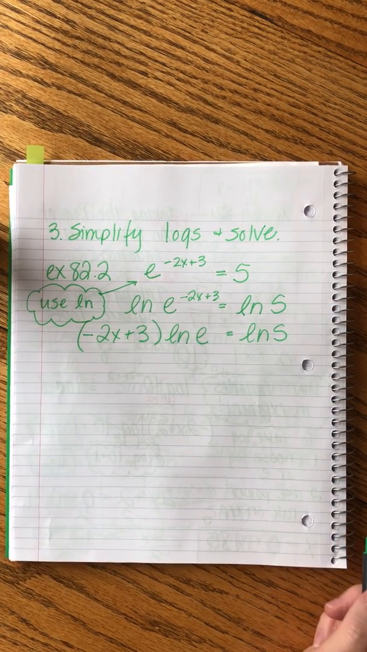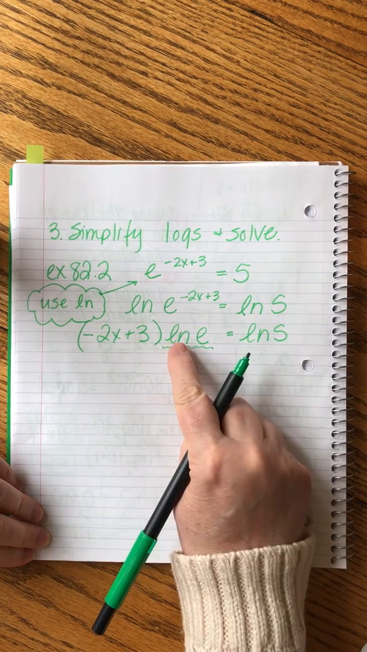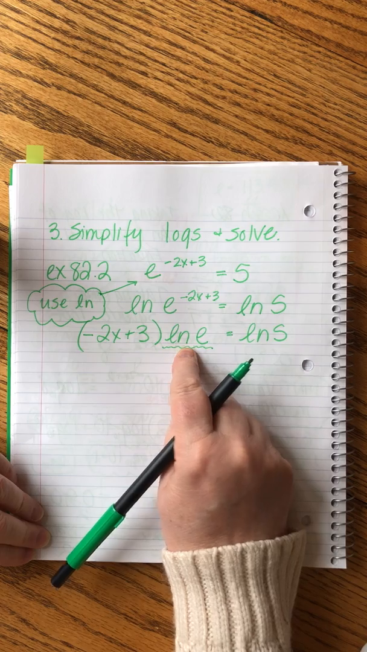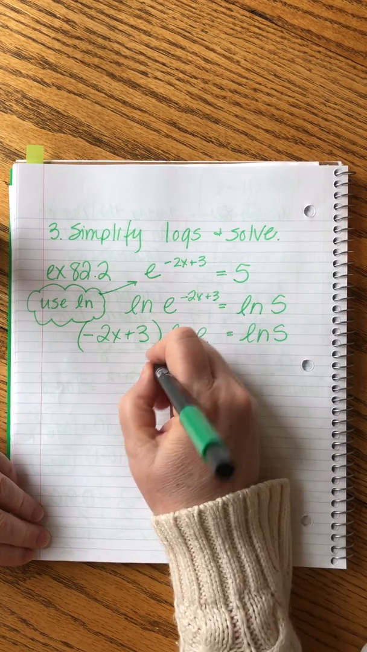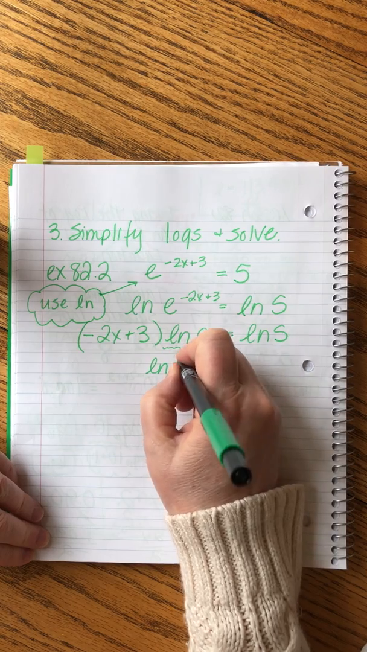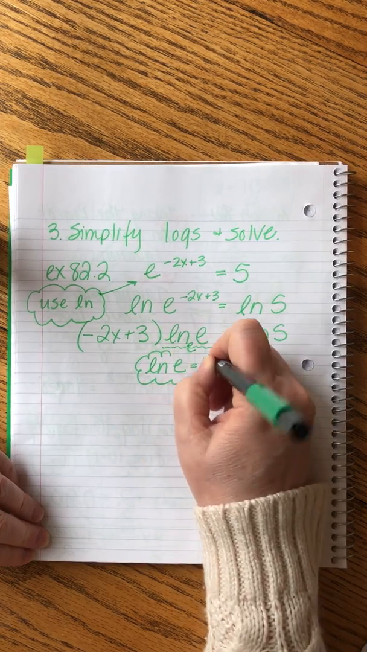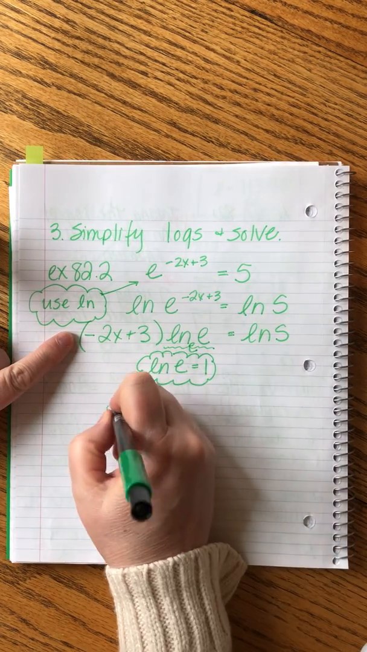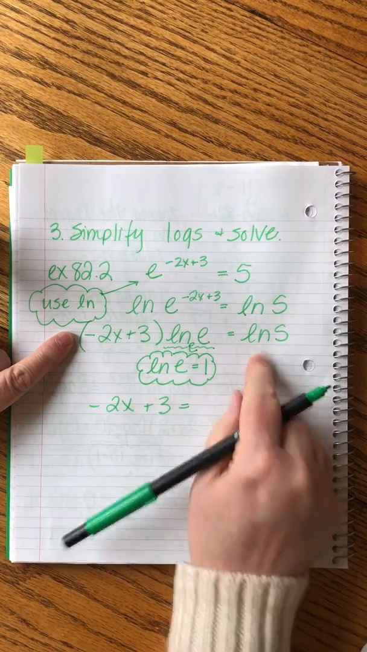Okay, just like last time, this draws our curiosity. What is the exponent that we put on the base of e, right? Because this is a base of e. To get e, oh, we can memorize this. The natural log of e always equals 1. Okay, so then this becomes minus 2x plus 3 equals the natural log.